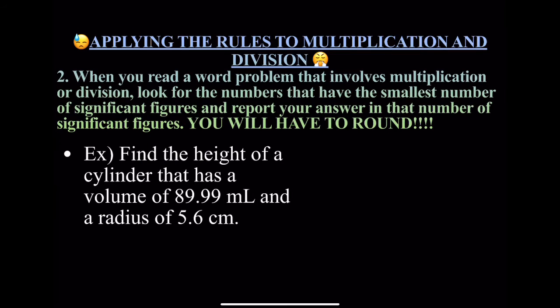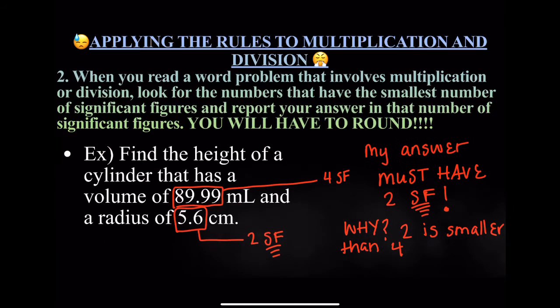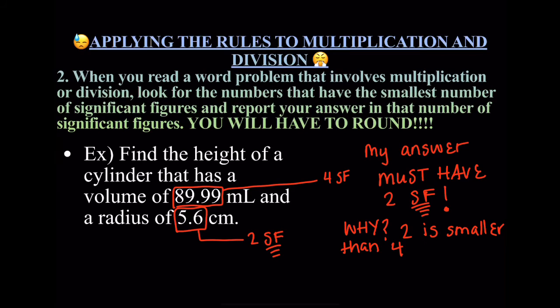Let's look at a word problem. Don't worry about solving this, but in this word problem, I have 2 numbers, 89.99 and 5.6. 5.6 has 2 sig figs, so my answer must have 2 sig figs. It's the smaller of the 2.